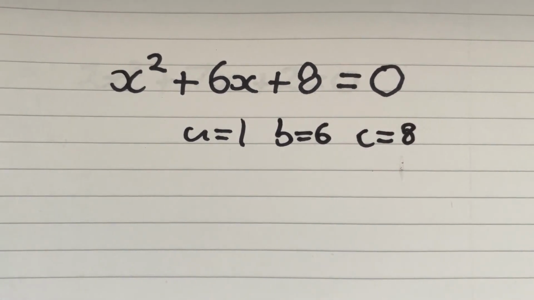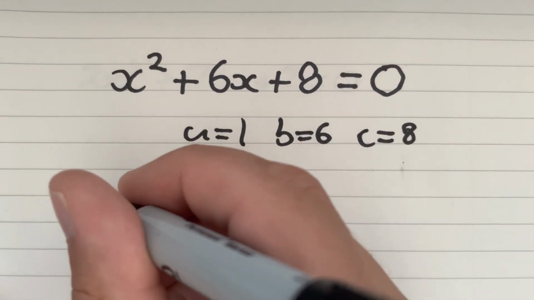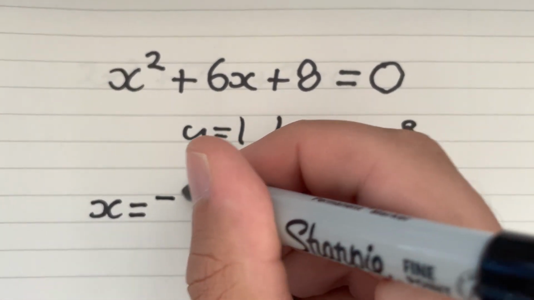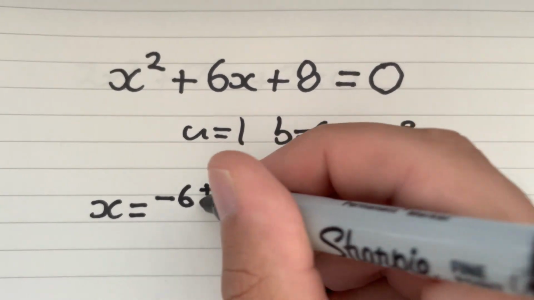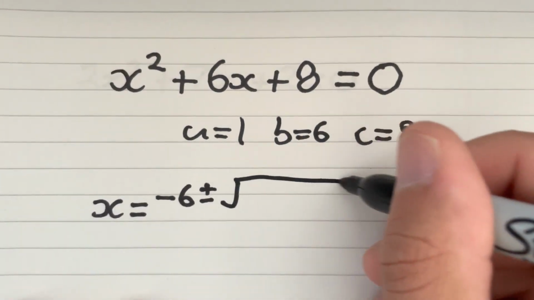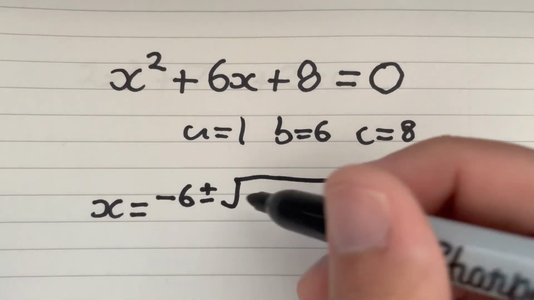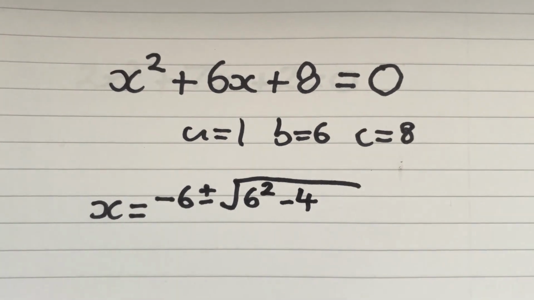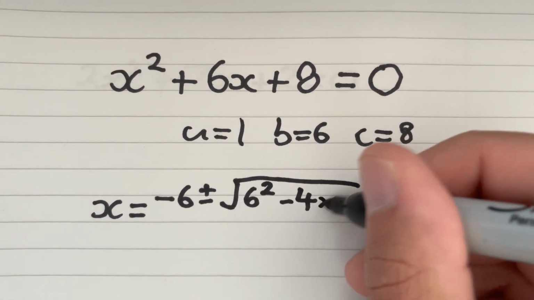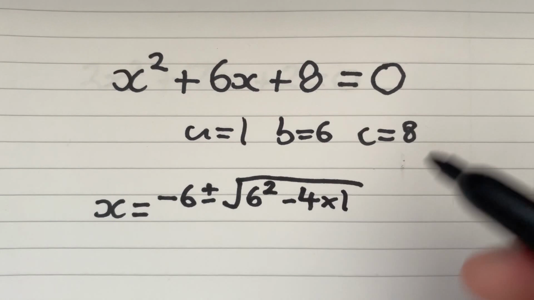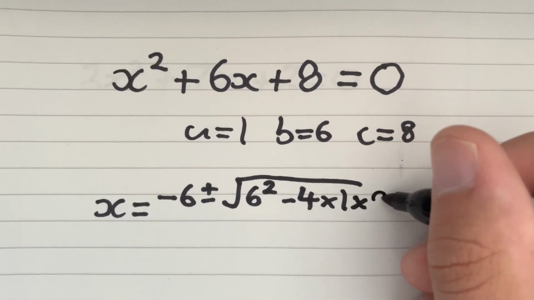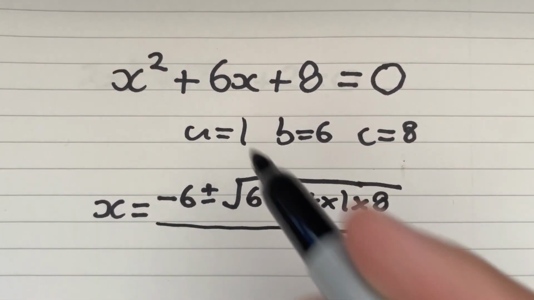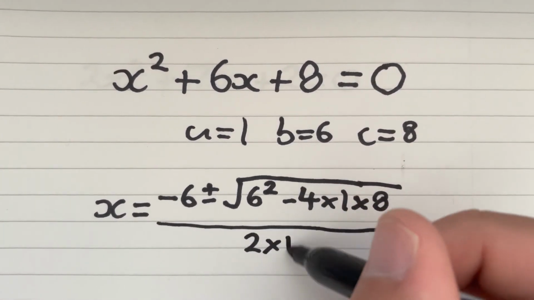So putting these into our formula, well, we're going to have x equals, first of all, minus b, so that's minus 6. Then plus or minus the square root of b squared, well, that's 6 squared, minus 4. And then it's ac, so that's times by a, which is times by 1. And then times by c, which is 8. And that's all going to be over 2a. Well, a is 1, so it will all be over 2 times 1.